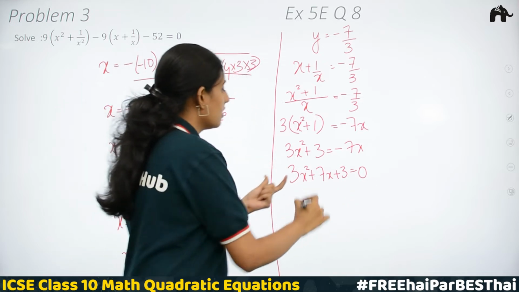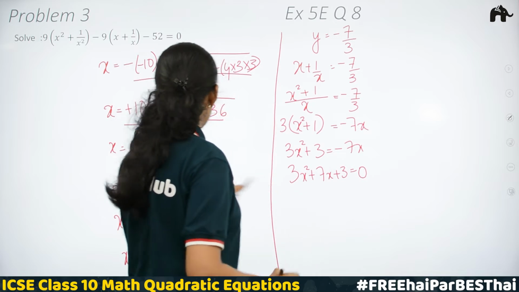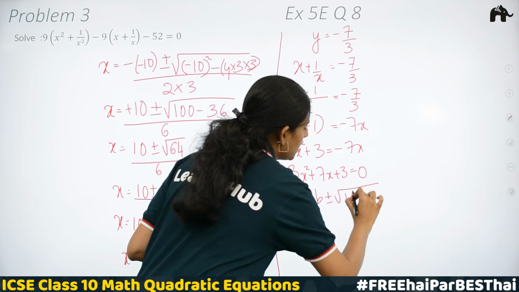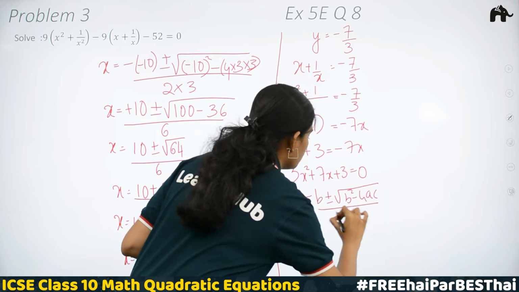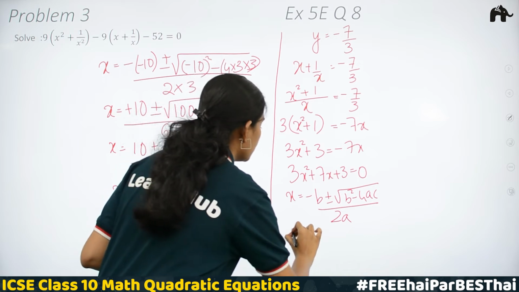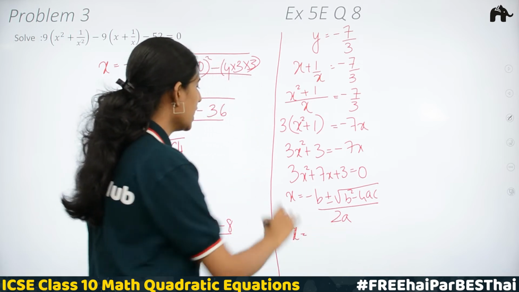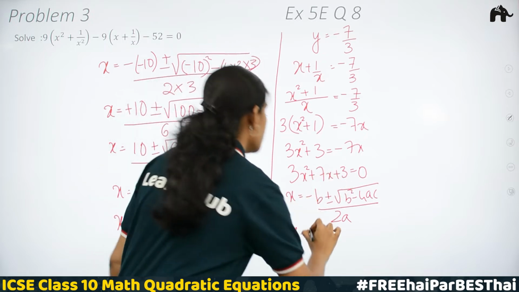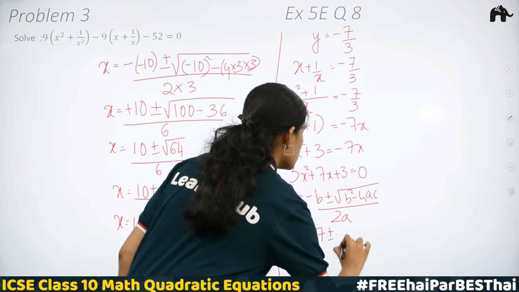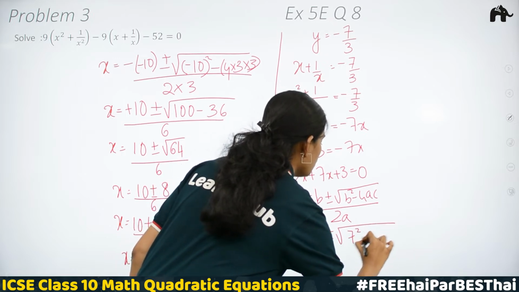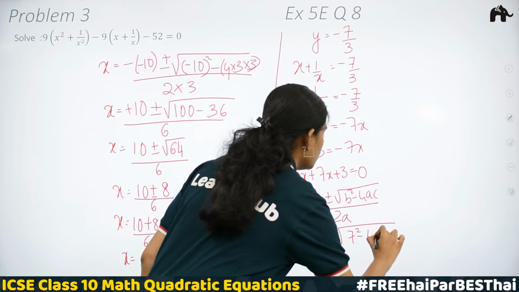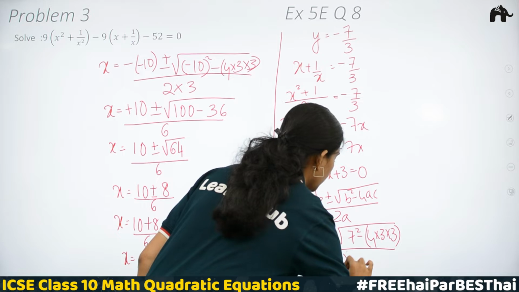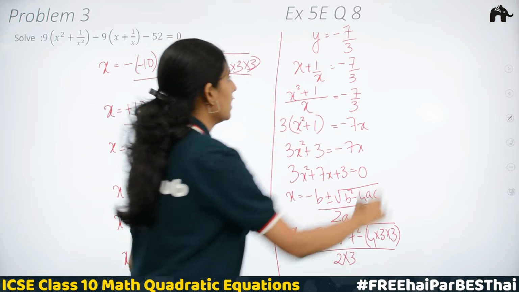Solve this quadratic equation using the formula x is equal to minus b plus or minus root of b square minus 4ac divided by 2a. Substitute values. x is equal to minus b. Here b is equal to plus 7. Therefore, minus 7 plus or minus root of 7 square minus 4ac, 4 into 3 into 3, divided by 2a, 2 into 3.